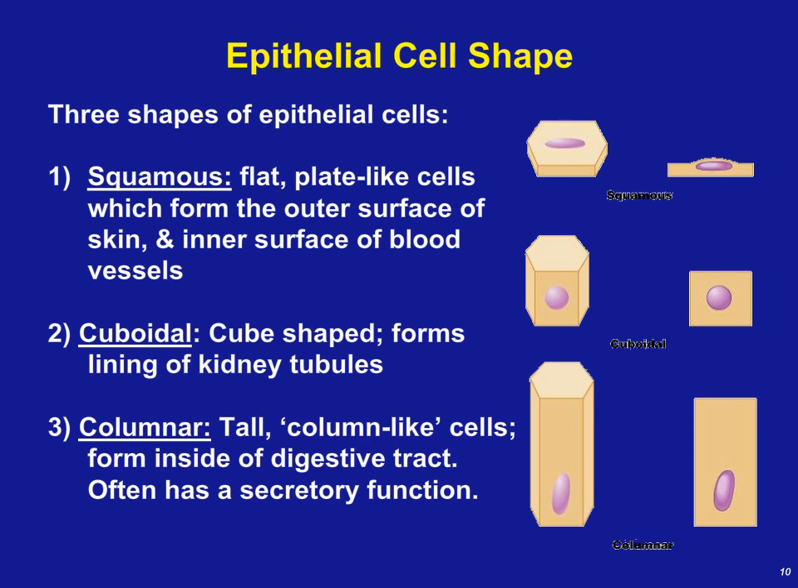And so if we're identifying a cuboidal cell, theoretically it should be cube-shaped, but more often than not it looks maybe circular or ovoid. But the big thing you want to watch for here is a nice circular nucleus that's in the middle of the cell.